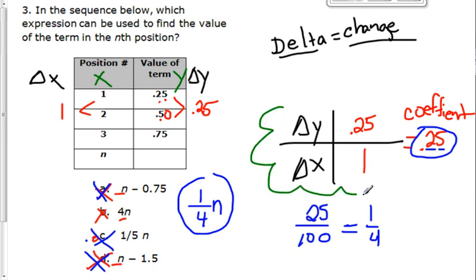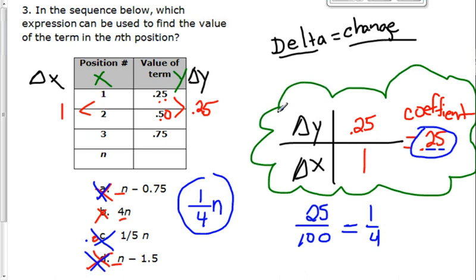The only reason why I wanted to show you this problem is to refresh your memory about our delta y and delta x. For those of you who remember how to do your delta y and delta x, that gave you your coefficient, and that's what you always multiply by. So we could either have 1/4 times n, or you could have seen the answer choice of 0.25 times n. Now you can plug that in. You might have to add or subtract. Here, we didn't have to do any of that. It's just 1/4 times n.